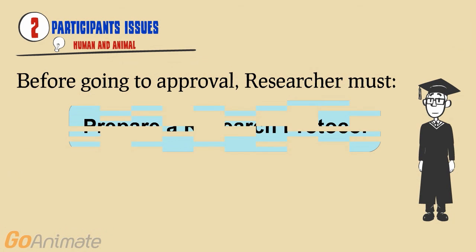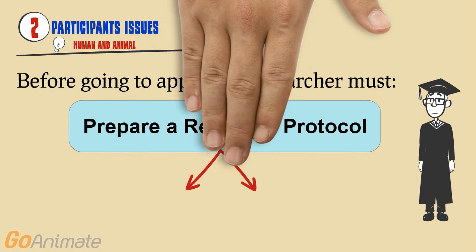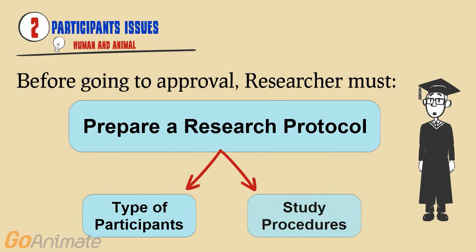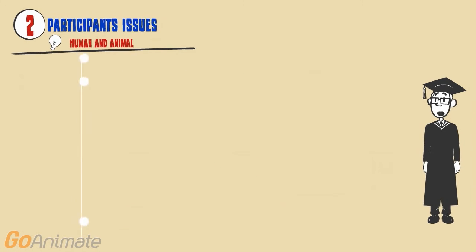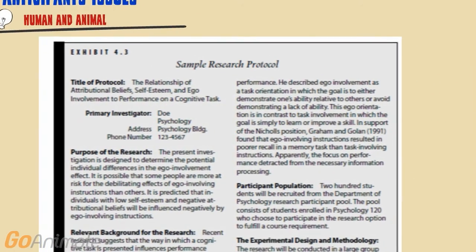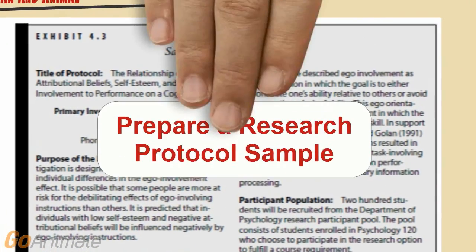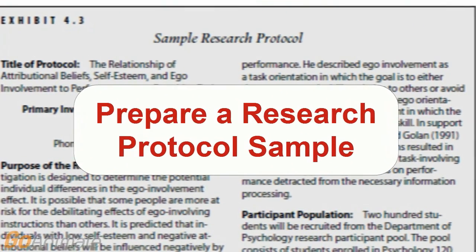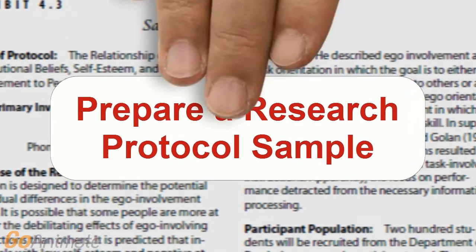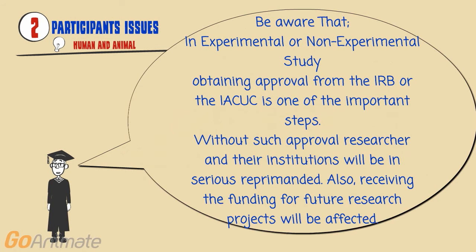In either case, you must prepare a research protocol that details all aspects of the research, including the type of participants you propose to use and the procedures that will be employed in conducting the study. As you can see here, a sample of a research protocol. Just take a look and keep in mind this protocol will be reviewed by the committees I mentioned in the previous slide. In experimental or non-experimental studies, obtaining approval is one of the necessary steps. Without it, you may be unable to receive funding for future research projects.